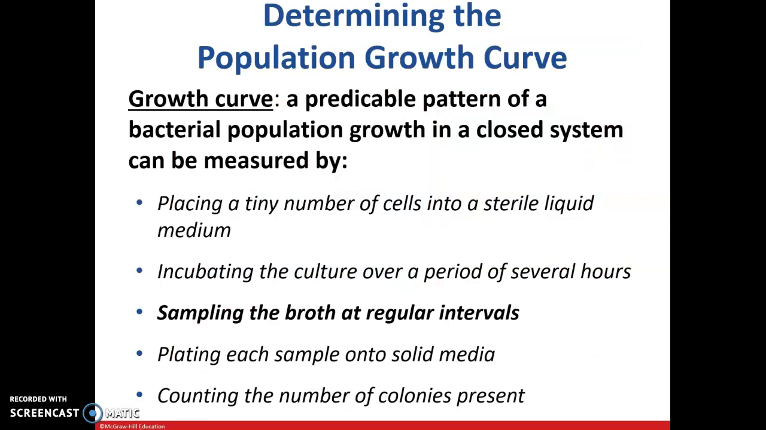So determining the population growth curve. A growth curve is a predictable pattern of a bacterial population growth in a closed system. And we can measure it by placing a tiny number of cells into a sterile liquid medium. Then we incubate it over a period of several hours, and then we take samples of that broth at regular intervals. We're going to plate each of those samples onto solid media, and then we're going to count those colonies to see how many are growing, and that gives us a growth curve.